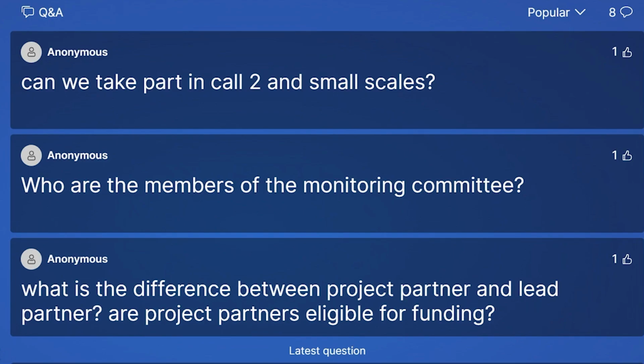Okay, thank you. Next question. Can we take part in Call 2 and small scales? Call 2, step 1 has already closed. If you submit it there, you can also submit a small-scale project proposal as a second one. And as Alexandre explained before, the crucial thing is just, do you have the capacities to navigate both application processes this year? And then if in case both projects would be accepted, do you have the capacities to implement both?